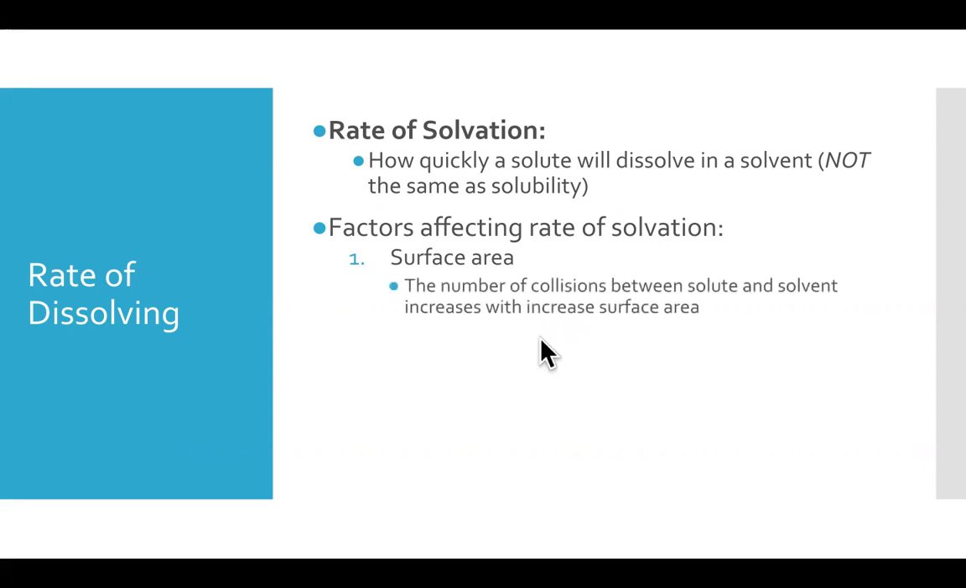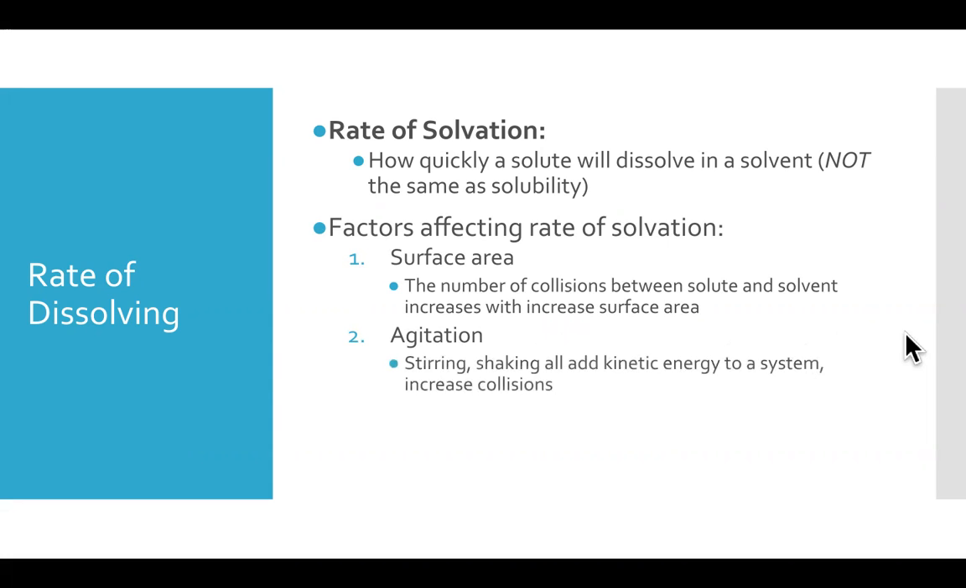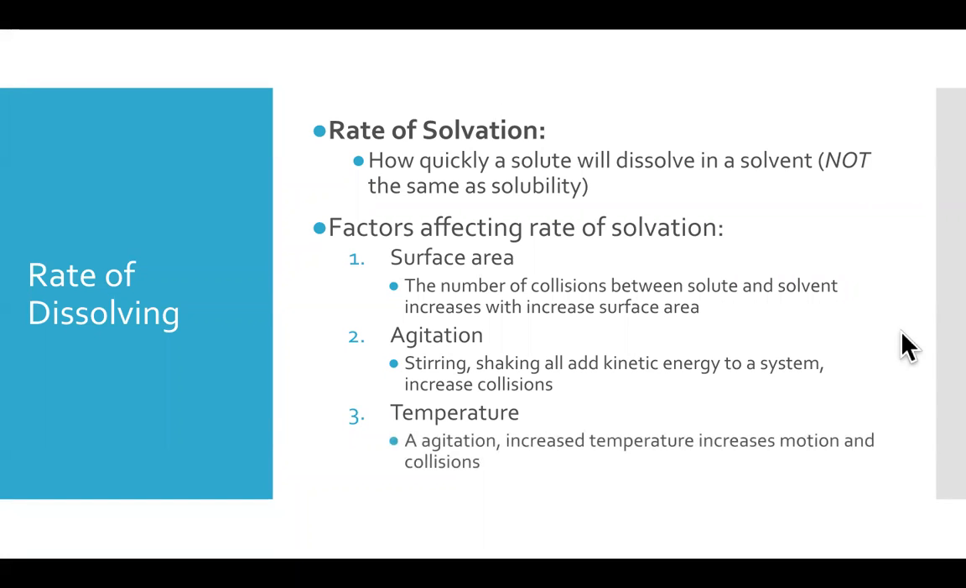The number of collisions increases between the solute and solvent with increasing surface area. Agitation, so like stirring, adds kinetic energy, which increases collisions, which increases the rate of solvation. And finally, temperature. At a higher temperature, the particles are moving faster, so there's more motion and collisions. Notice that temperature increases both the rate of dissolving and also the amount that you can dissolve. The other two, surface area and agitation, just increase the rates.